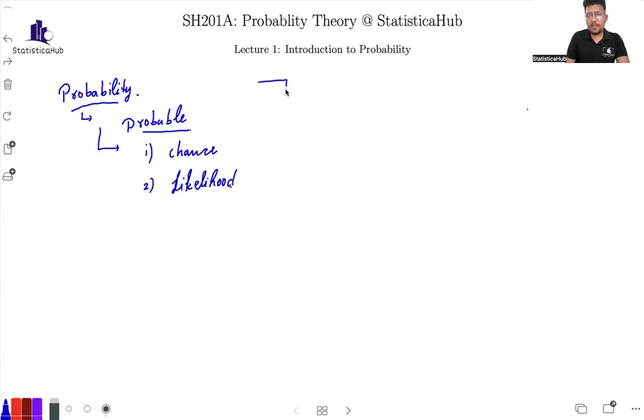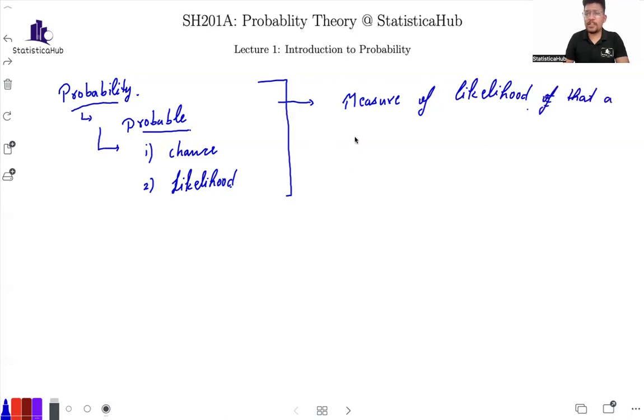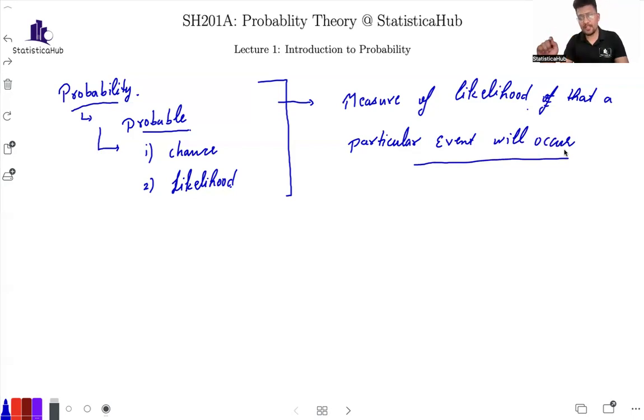So in a very simple format, without going into anything deep like probability theory or probability measure, I will simply give one definition. What is the meaning of probability? It is a measure of likelihood, the likelihood that a particular event will occur. Okay, very simple form. So it is some sort of measure that measures the likelihood that a particular event will occur.